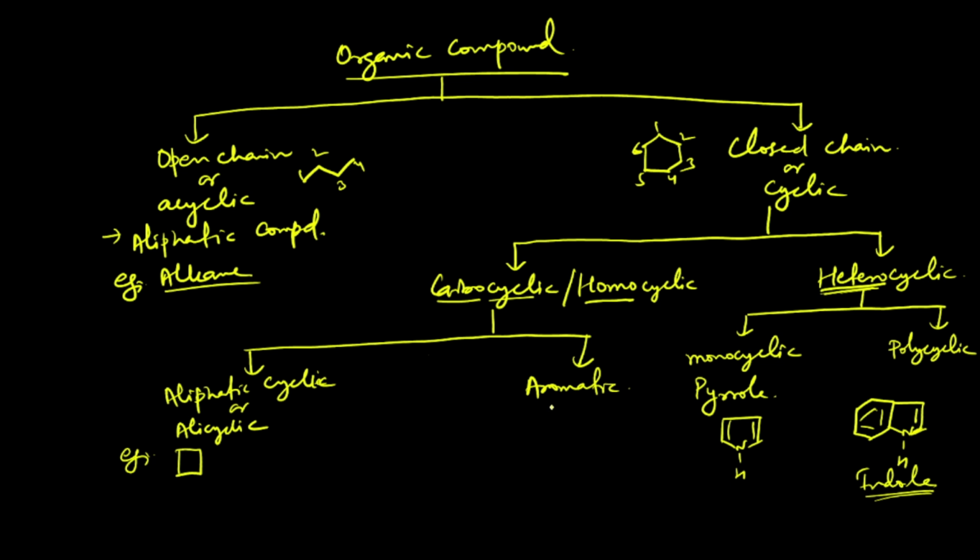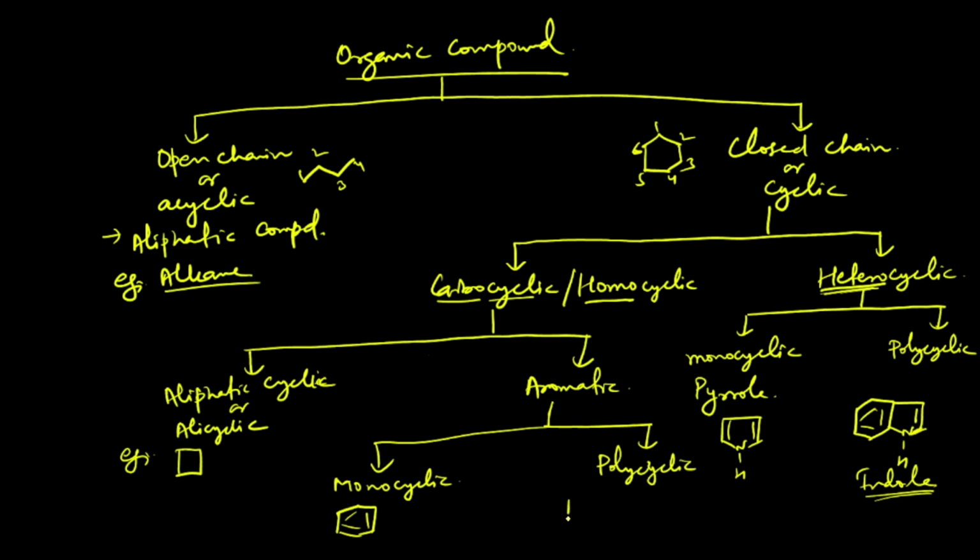Okay, in that aromatic again we have to classify. See, in this alicyclic, cyclobutane, cyclopentane, cyclohexane, everything will come. Now here aromatic also has monocyclic: benzene. Now here your polycyclic: naphthalene, anthracene, phenanthrene, all will come. So this is benzene, this is naphthalene. Correct? So this is the classification of organic compounds.